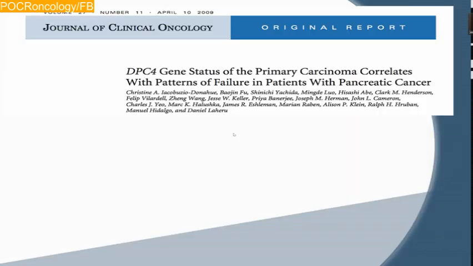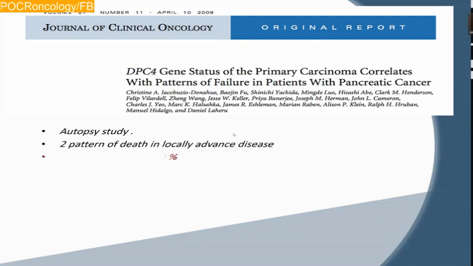In this category, I'm just going to mention a study that changed my mind about how I think about pancreatic cancer. We think all patients die from metastasis until proven otherwise. This autopsy study showed two patterns of death. The majority, as we know, 70% are metastatic, but 30% of patients will die from only pancreatic disease locally, no mets, or maybe a few oligometastases. So the major cause of death is local.